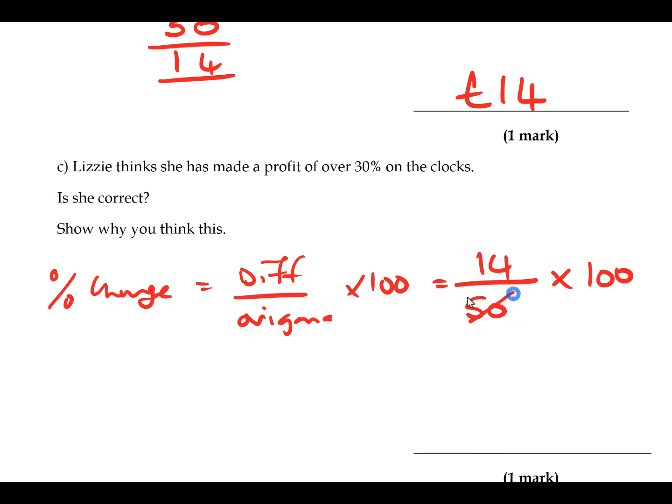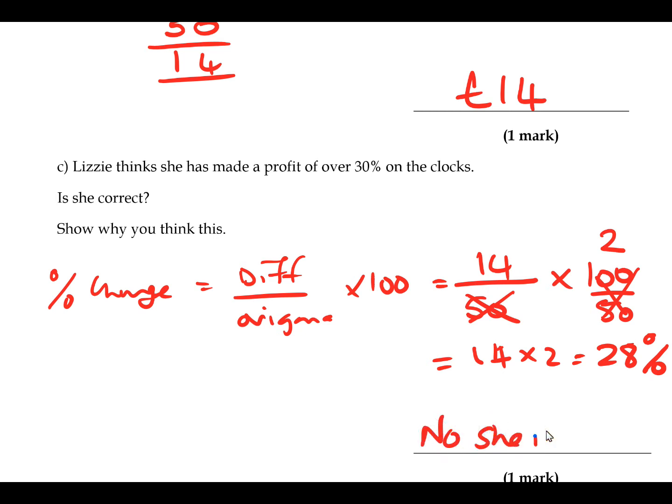So we don't do that, we do that, and 100 divided by 50 is 2. 14 times 2 is 28% profit. So is she correct? No, she is incorrect. She made just 28% profit.